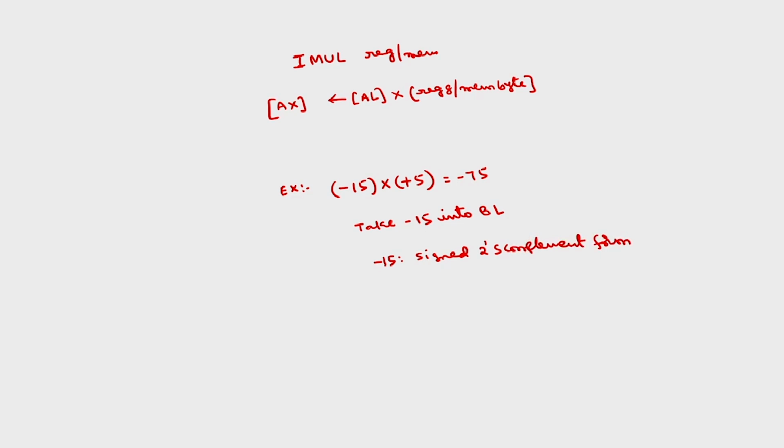So, in case of signed 2's complement representation, because this BL register is 8-bit, we have to represent it in 8-bit form, because we are going to store this in an 8-bit register. If you want to store this minus 15 in a 16-bit register, we have to represent minus 15 in 16-bit signed 2's complement form. Okay. So, here I am using 8-bit because I want to store this in BL.